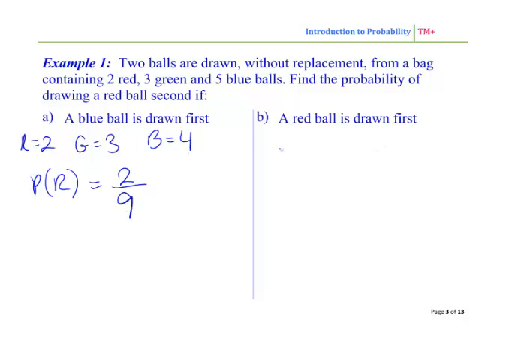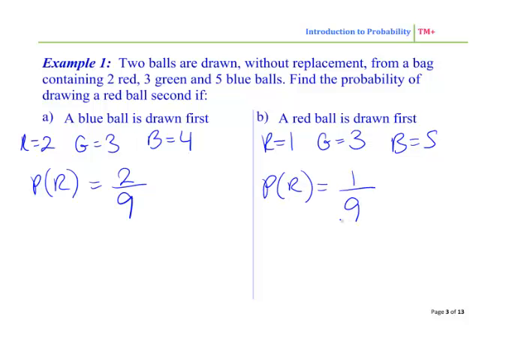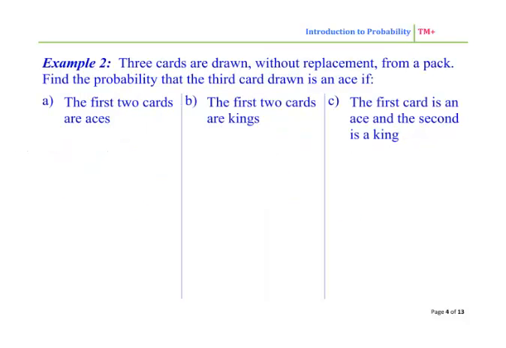Here a red ball is drawn first. Well, now I only have 1 red ball left. I still have 3 green and I have 5 blue. So the probability of red is going to be 1 out of 9. Pause the video, have a go yourself.